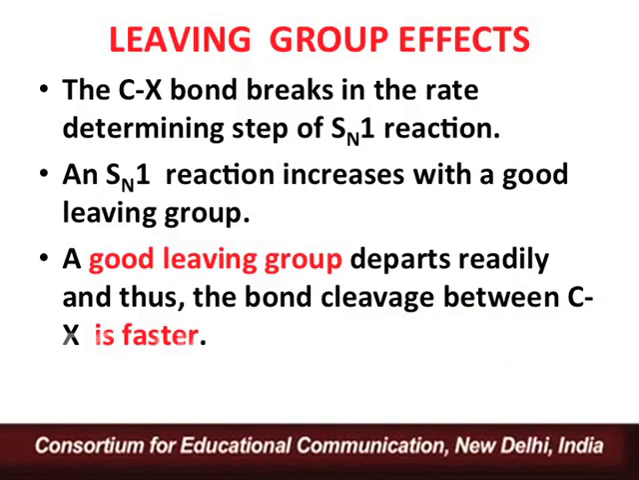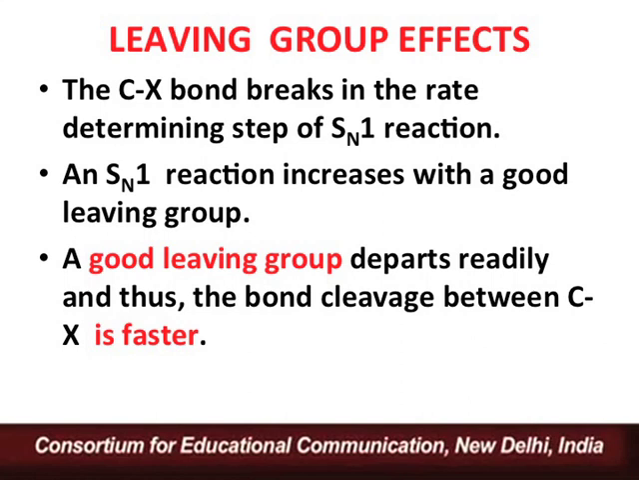The second factor which will affect the rate of the reaction is the leaving ability of the departing group. That is, how good the leaving group is. We know that the C-X bond breaks in the rate determining step of a SN1 reaction. The SN1 reaction rate increases with a good leaving group. What is a good leaving group?